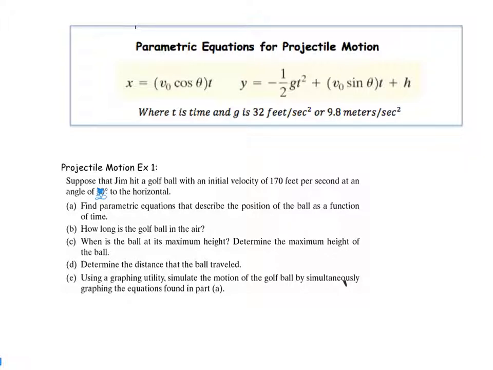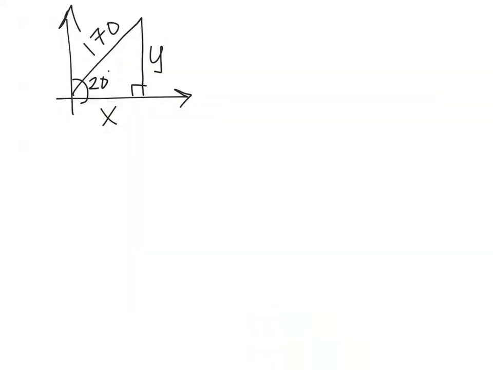long the ball is in the air and also when it finds its maximum height and what that height is, and what the total distance is that the ball travels horizontally, and then I'll show you how to use Desmos to graph this. So let me just show you really briefly where these equations come from.